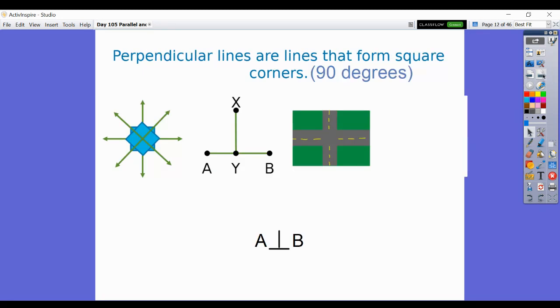Perpendicular lines are lines that form square corners, 90 degrees. So if you take a look at that, you see the examples of square corners here, square corner here, square corner here, square corner here, square corner here, square corner here, square corner here. And there's the symbol, perpendicular lines AB, where A and B form perpendicular contact.